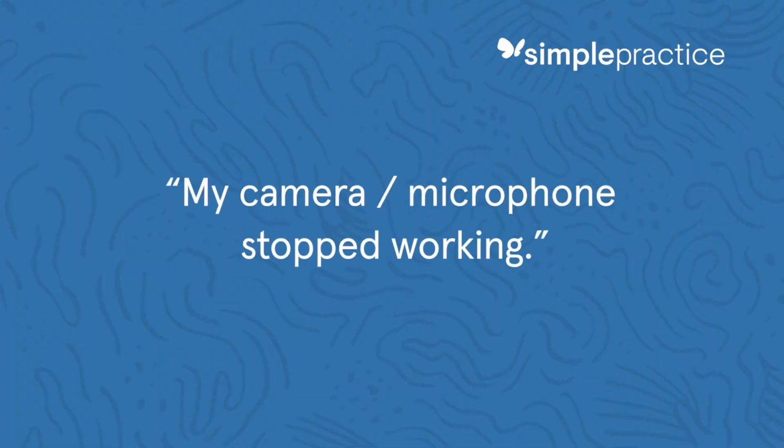My camera or microphone has permission and is plugged in, but it stopped working. Cameras and microphones, like computers, have software that requires updates from time to time. Look up your model of camera and microphone and see if a software update is available. If it is, install it.